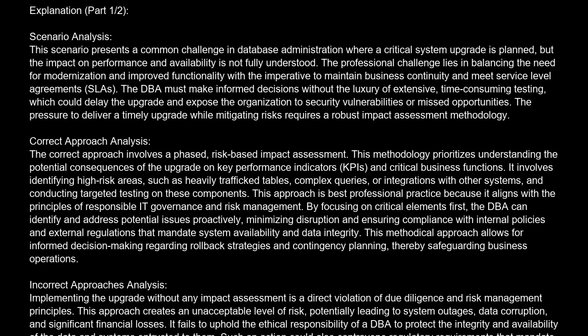This approach is best professional practice because it aligns with the principles of responsible IT governance and risk management. By focusing on critical elements first, the DBA can identify and address potential issues proactively, minimizing disruption and ensuring compliance with internal policies and external regulations that mandate system availability and data integrity. This methodical approach allows for informed decision-making regarding rollback strategies and contingency planning, thereby safeguarding business operations.